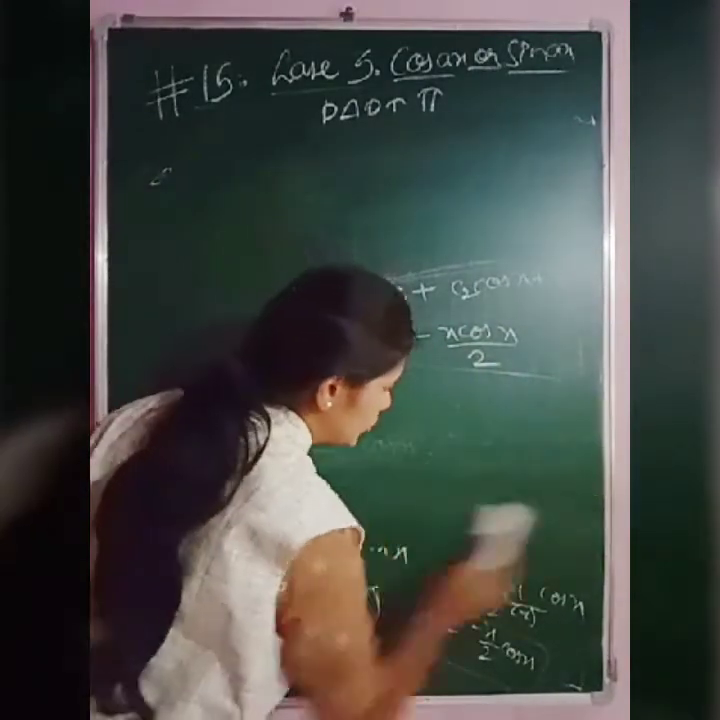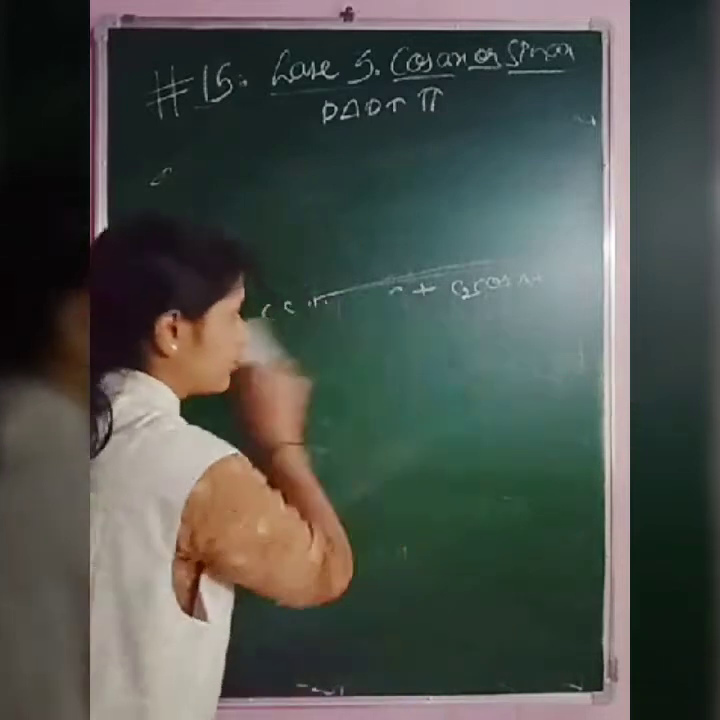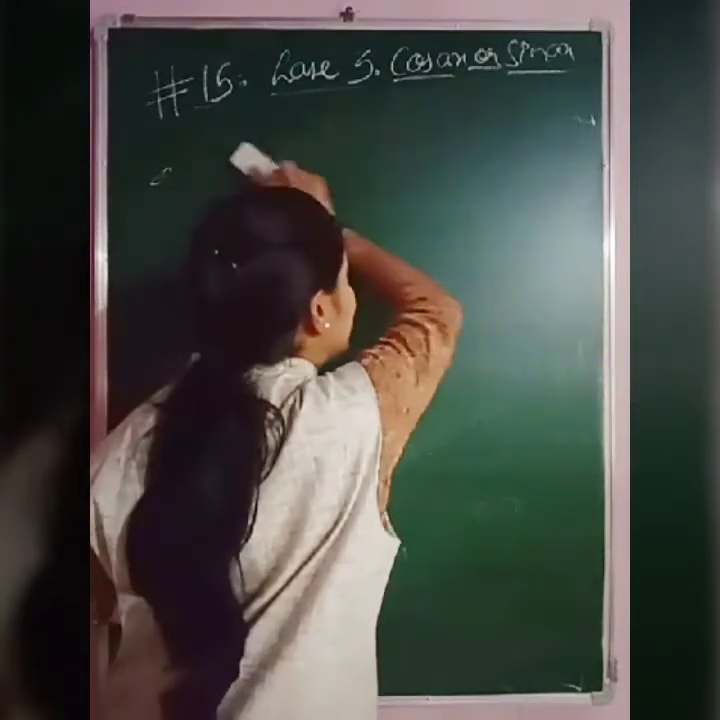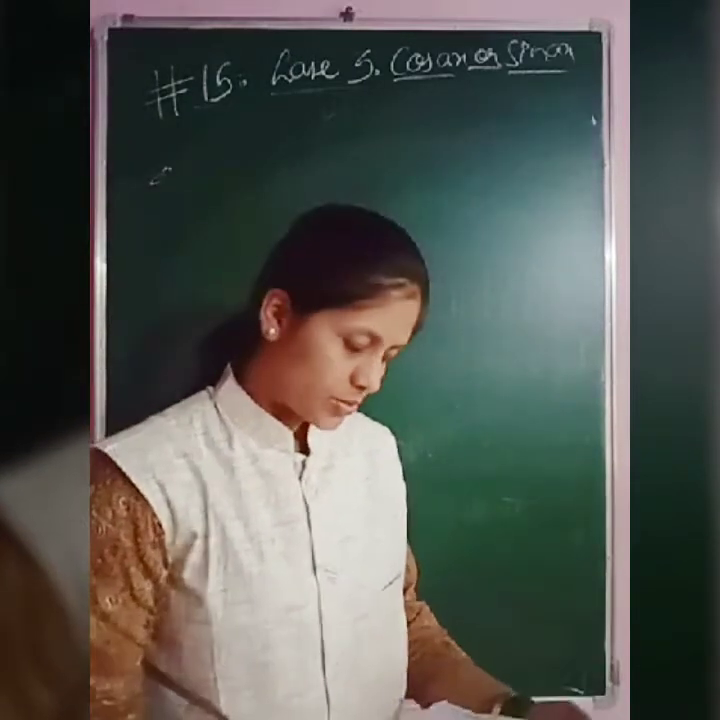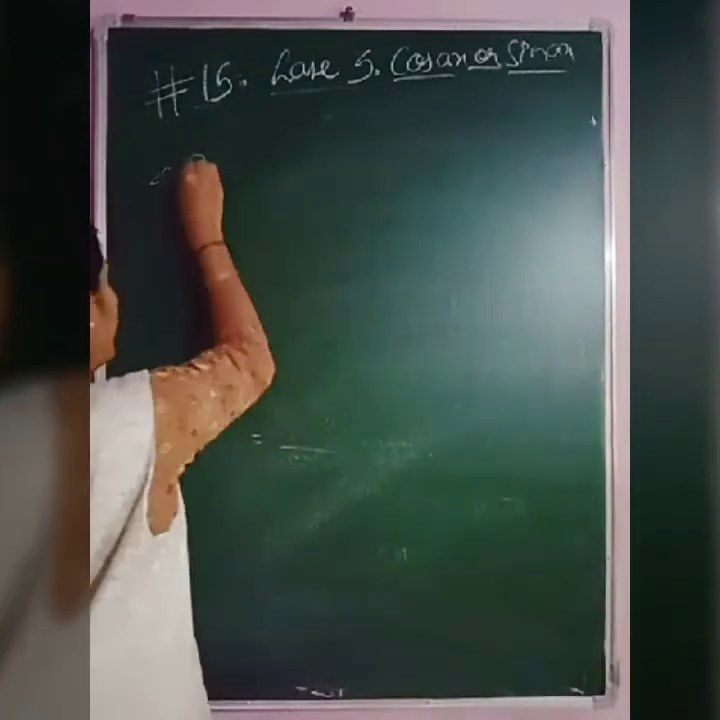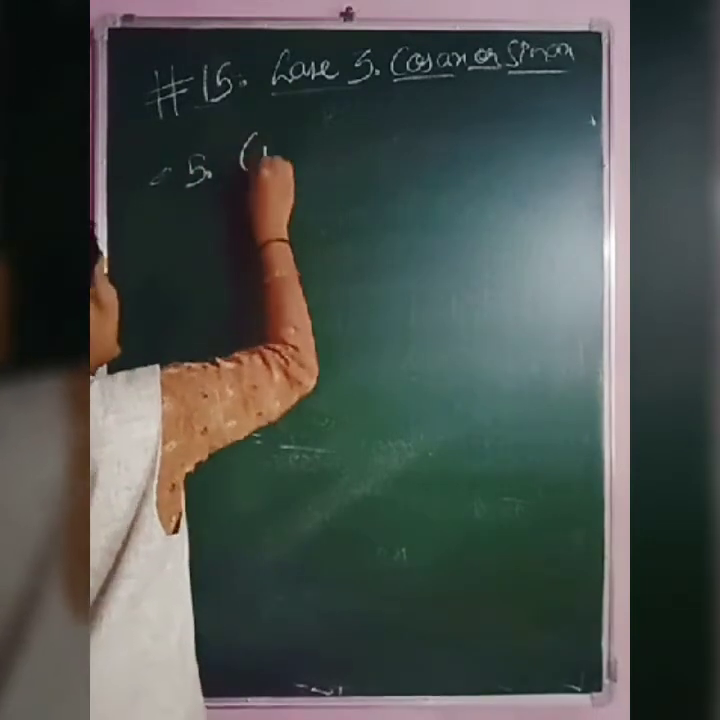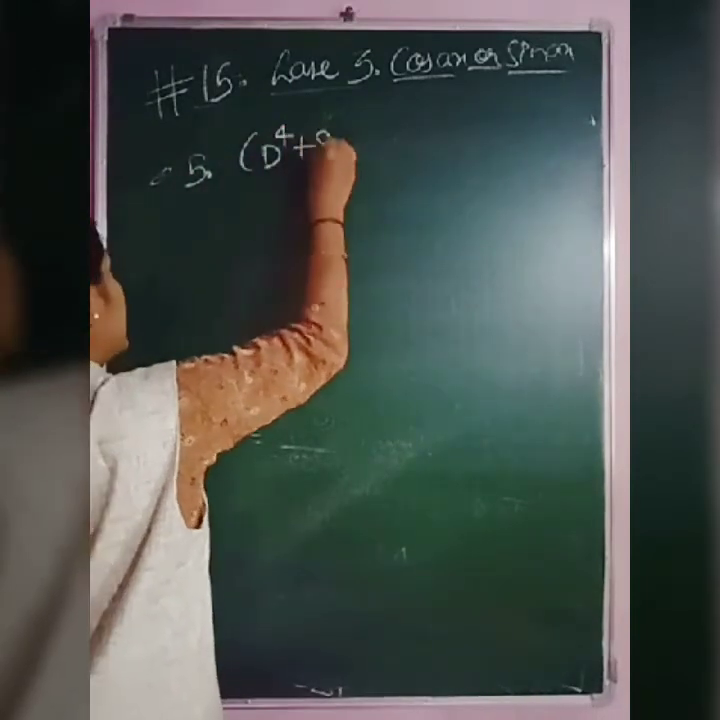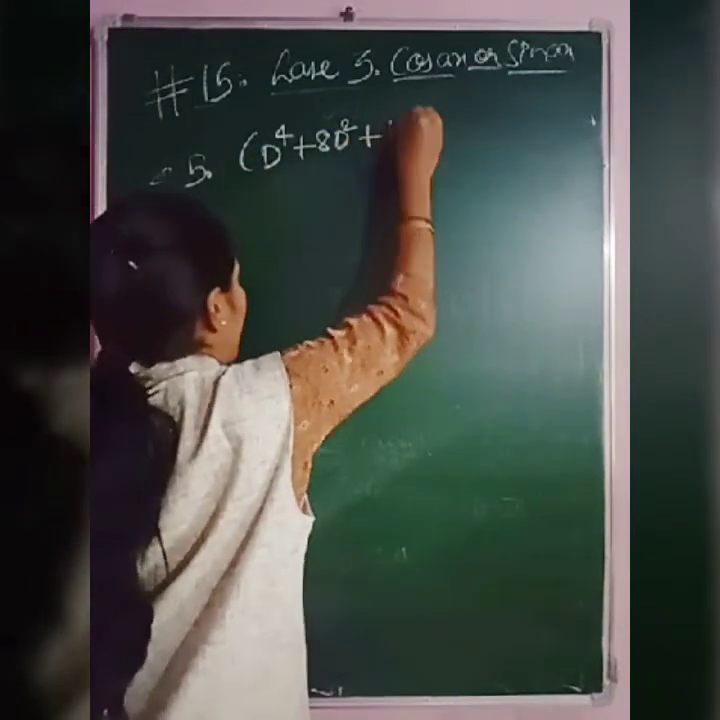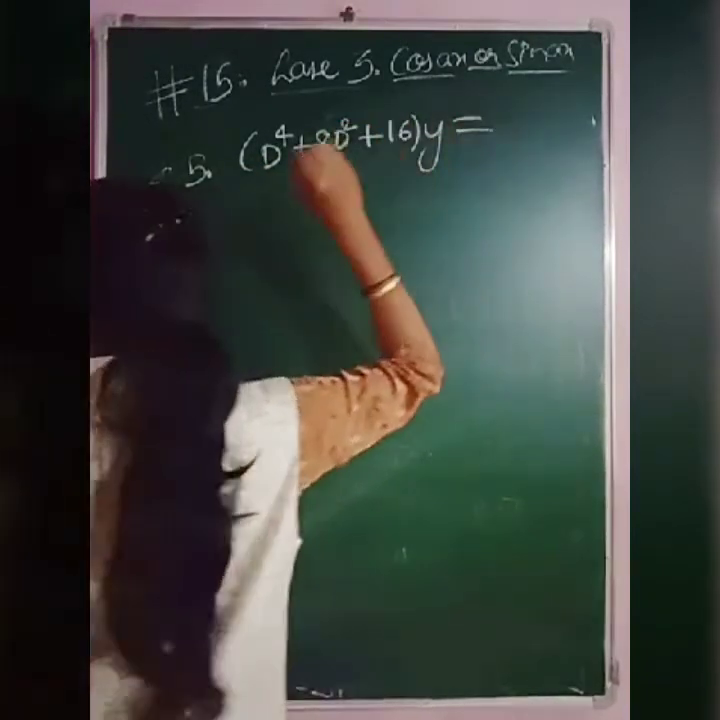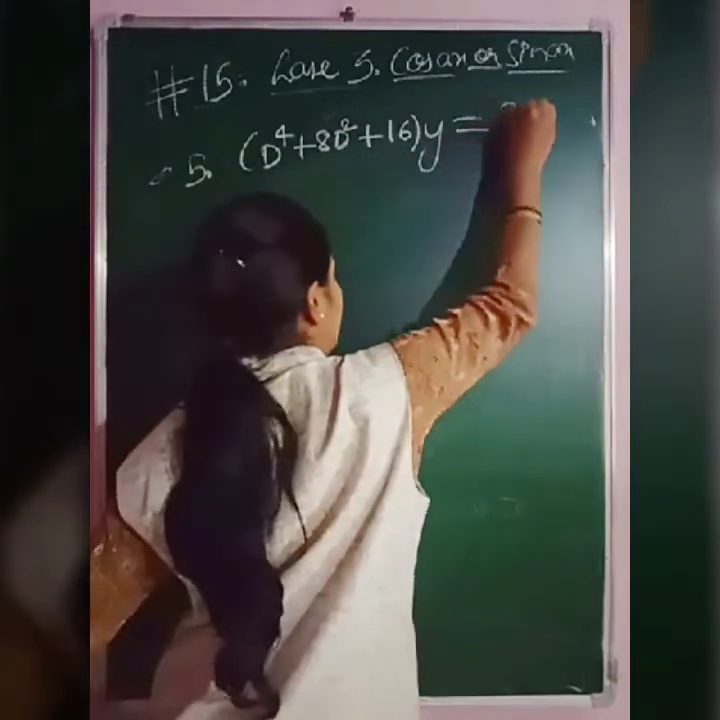Now let us move to numerical number 5. So now we will move to little higher level examples, right? So indirect forms we will move. So the question number 5 has been given as solve D raised to 4 plus 8D squared plus 16 of y equal to sin square x.